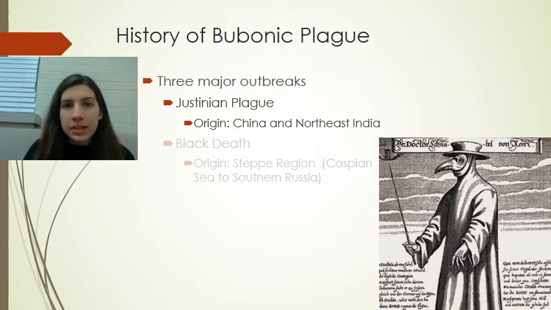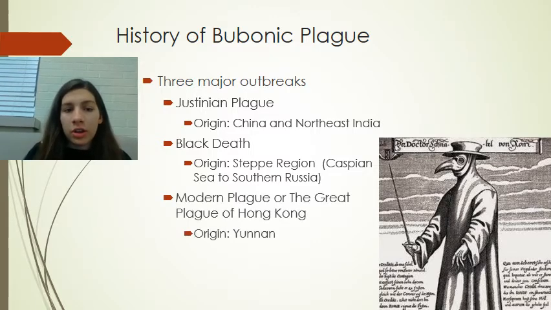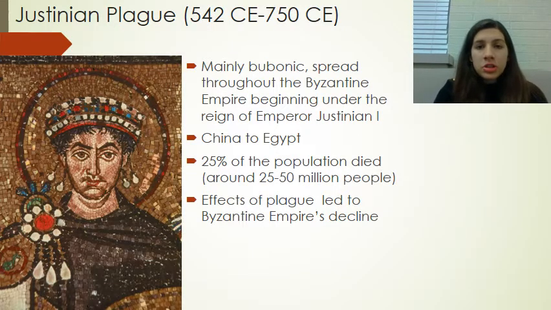The next was the Black Death, and this originated in the steppe region near the Caspian Sea, closer to southern Russia. In the photo next in the presentation, you can see a doctor who worked during the Black Death, who wore those to try to protect from contamination. And the final outbreak was called the Modern Plague, or the Great Plague of Hong Kong, which occurred in Yunnan and had around 24,000 cases with 90% fatality, which we won't be able to talk about due to time limits on this video. Now, the first outbreak was the Justinian Plague, which occurred from 542 AD to 750 AD.